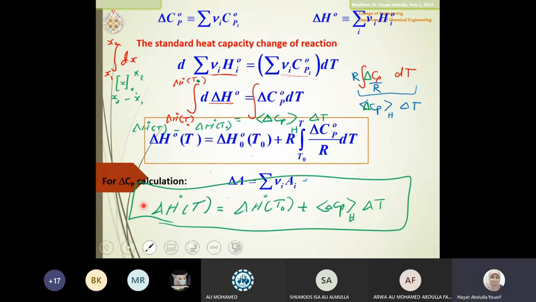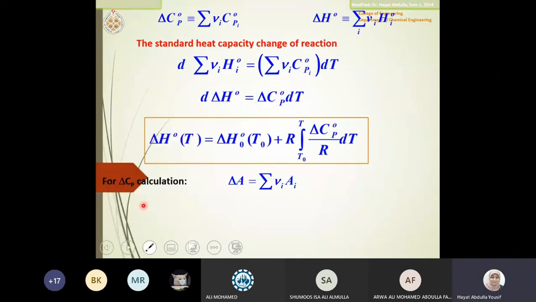Now I will just remove everything here. So that's basically the conclusion. And as I said, that last term here is the mean CP delta T, that whole term. And CP mean for what? For the delta CP mean H. Okay, now back to the delta.